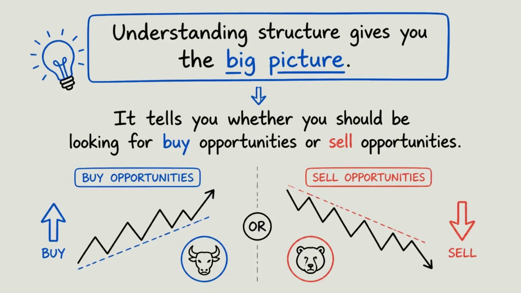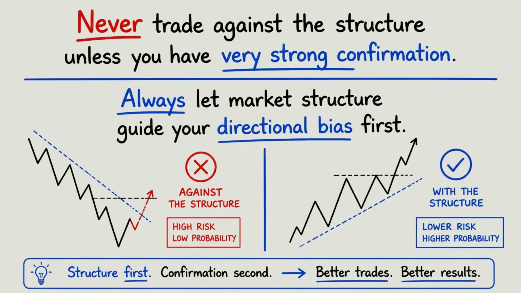Understanding structure gives you the big picture. It tells you whether you should be looking for buy opportunities or sell opportunities. Never trade against the structure unless you have very strong confirmation. Always let market structure guide your directional bias first.